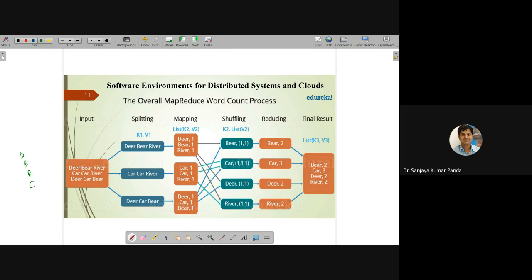Okay. So you can see D is repeated here. D is again repeated here. So the occurrence of D is 2. B is repeated here. B is also repeated here. So its occurrence is 2. R is repeated here. R is repeated here. So its occurrence is 2. C is repeated here as well as here. So its occurrence is 3.